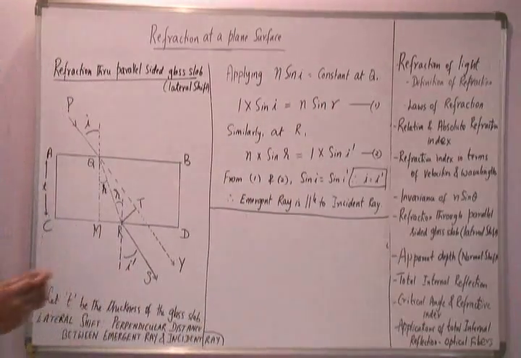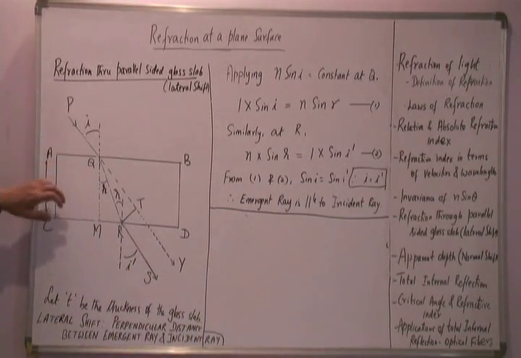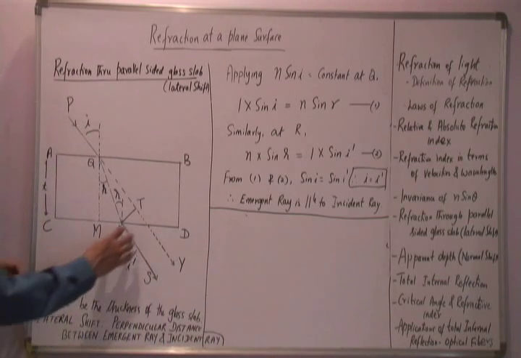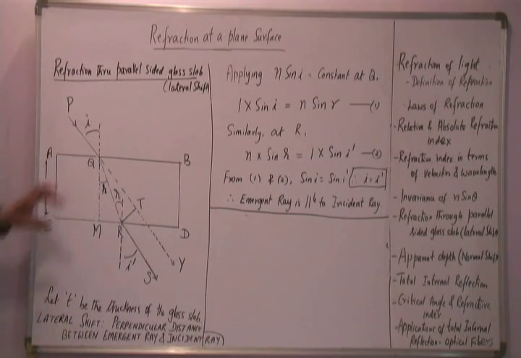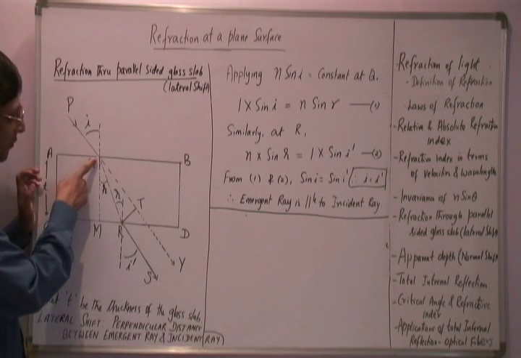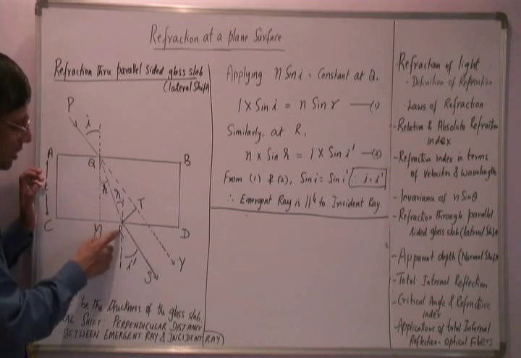We will now calculate the value of the lateral shift. That means we need to calculate the distance RT. For us to find RT, we know this angle, but we don't know this distance. So let us try to evaluate this hypotenuse here, QR.